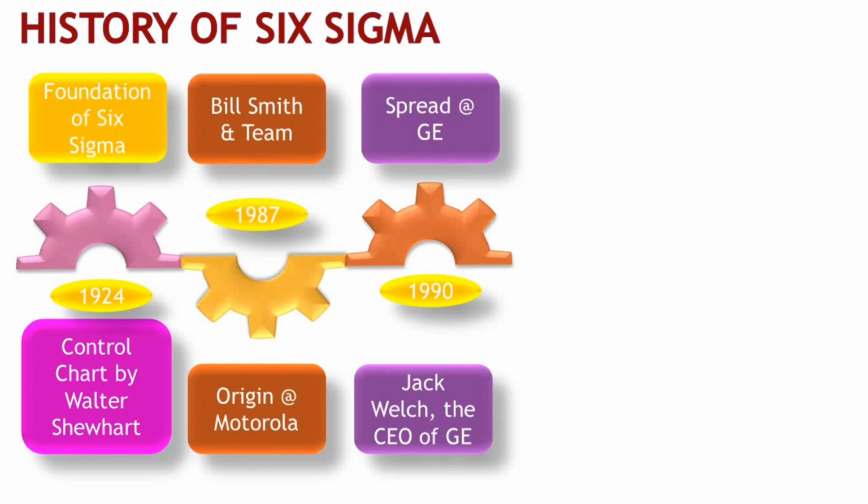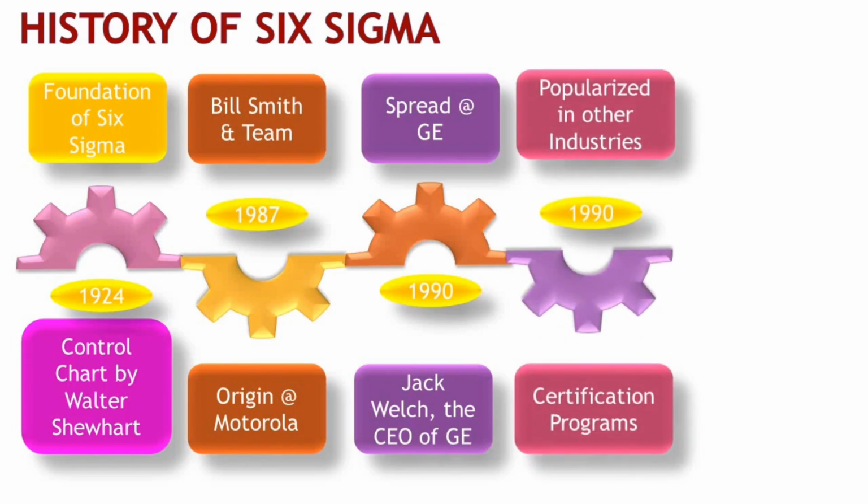In the 1990s, formal certification programs for Six Sigma professionals began to emerge. These programs provided structured training and standardized methods for practitioners, further solidifying Six Sigma's role in quality management.